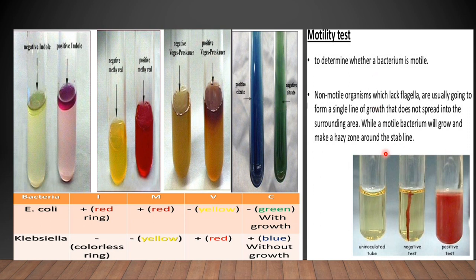Not only that, we also have a motility test to identify the motility of the bacterium. The non-motile organisms which lack flagella usually form a single line of growth that does not spread into the surrounding area, while the motile bacterium will grow and make a hazy zone around the stab line. So this is considered a positive line, and this is the negative line. So these are some of the biochemical tests for the identification of bacterial pathogens.